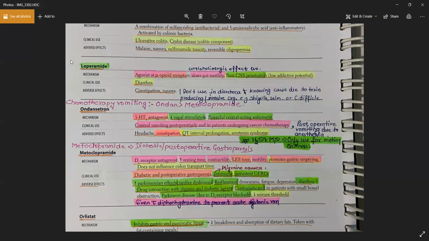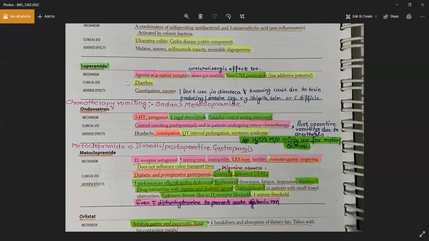Then comes loperamide, which is a mu receptor agonist. Because it is a mu receptor agonist, it can cause constipation. The special thing about this drug is that it cannot cross the blood-brain barrier, which means it has no CNS side effects. You will give this drug to a patient having diarrhea, but before giving loperamide, you need to make sure that the patient is not having any infectious kind of diarrhea, right?